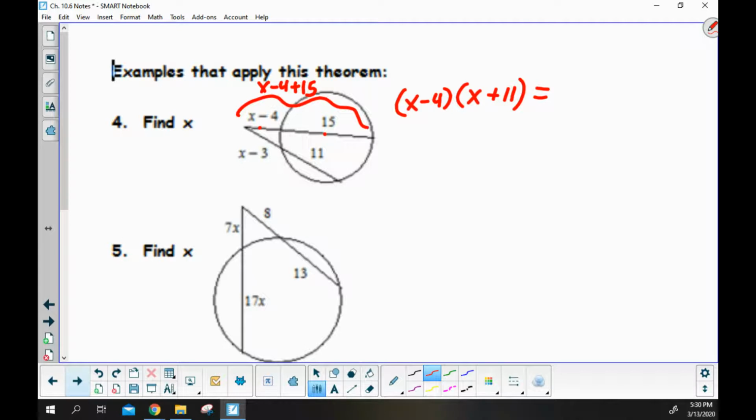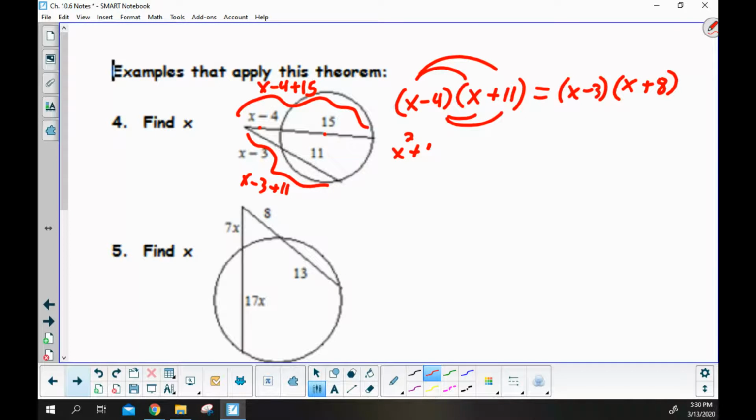And then we got to do the same thing over here for x minus 3 and 11. That's x minus 3 plus 11. So my external part of that one is x minus 3. And then the whole thing here is x plus 8. And that allows me to get my equation where I can solve. So now I got to do my multiplication, my FOIL, first, outer, inner, last. So that's x squared plus 11x minus 4x minus 44 equals, do the same thing on the other side, x squared plus 8x minus 3x minus 24.